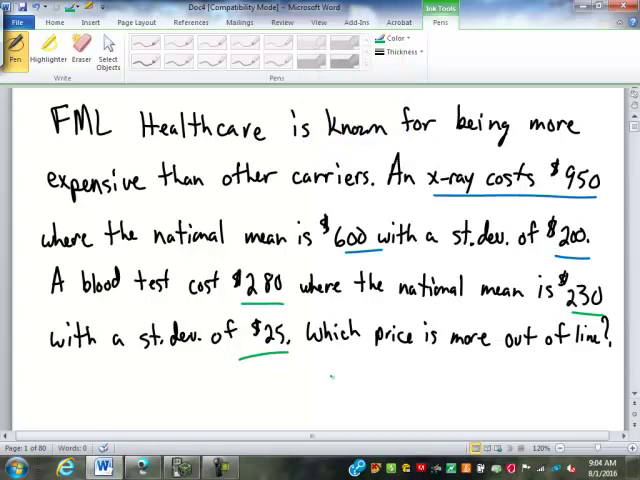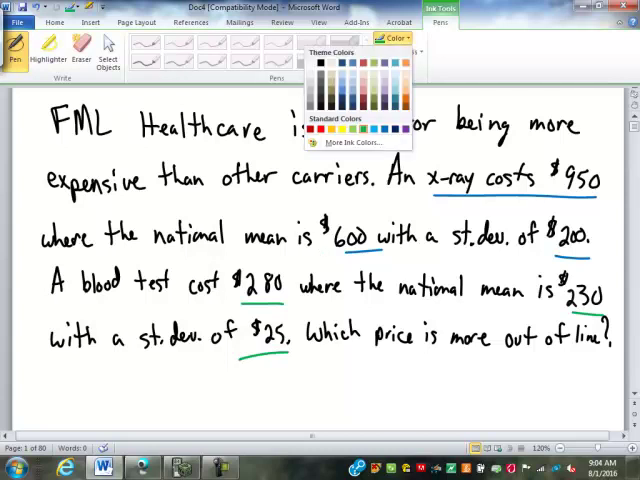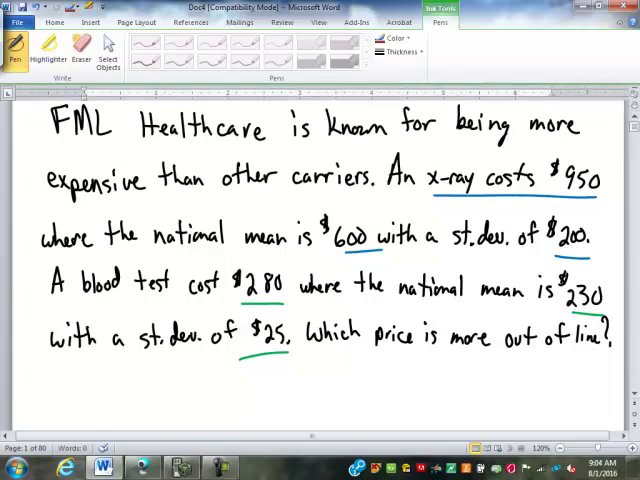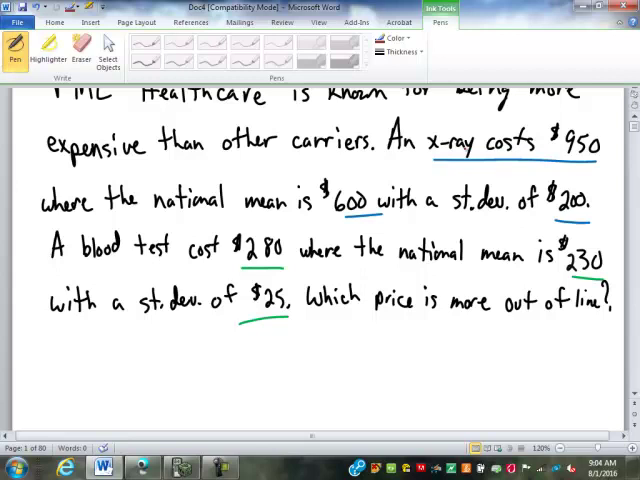Now looking at that, it's really easy to say, hey, the x-ray is $350 more than the national average. The blood test only $50 more. But the question is, how likely is it for each of those things to happen? And the tool we have to compare two things that come from different populations, it would make sense that an x-ray would cost more than a blood test because it involves this big expensive machine. So we need to compare it back to its own population. So we use a z-score.